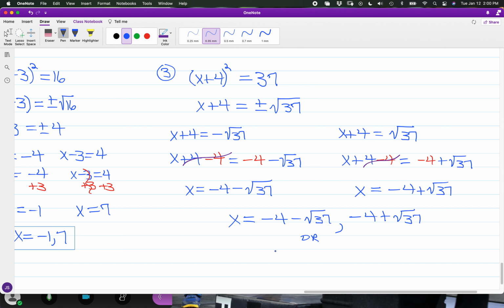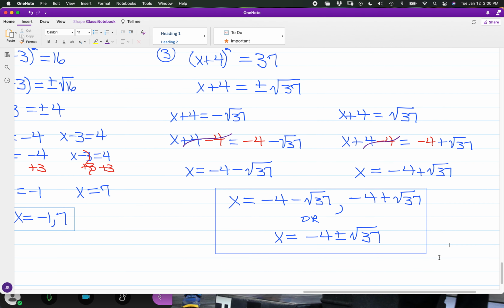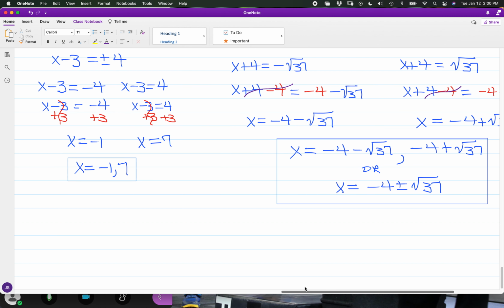But again, if you had compact notation, this would be negative 4 plus or minus the square root of 37. Okay, so with potential methods of solving quadratic equations, where factoring can be done, we have the zero product property, and included, we have the square root property of equality, and there's going to be yet another technique that can be utilized.